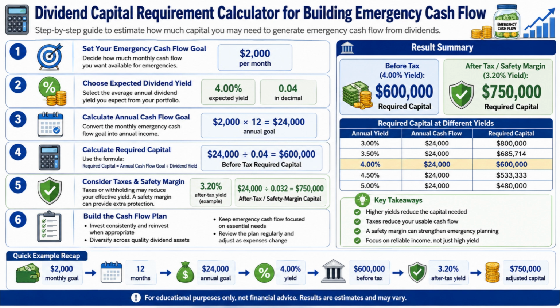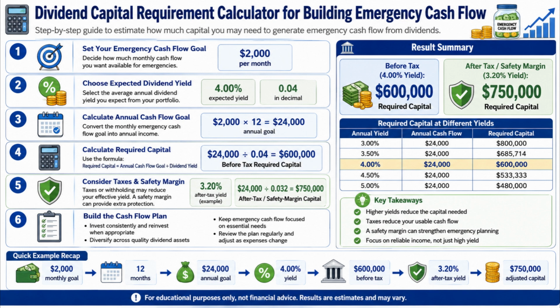This means you want your dividend portfolio to produce enough cash flow every month to help cover urgent or unexpected needs. By choosing a clear target amount, it becomes much easier to calculate the income requirement and build a plan around it. Next, choose the expected dividend yield of your portfolio.